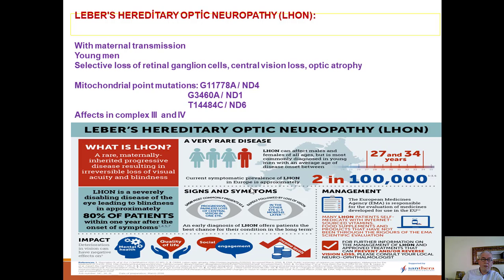And we know very well where the problem is in the DNA of mitochondria. Mitochondrial point mutations are in complex 1, NADH dehydrogenase complex 1 subunit 4, 1 and 6. Also, sometimes we can match some problems in complex 3 and 4. And this Leber's hereditary optic neuropathy is accepted as a rare disease class. Also, it is a maternally inherited progressive disease resulting in irreversible loss of visual acuity and blindness.